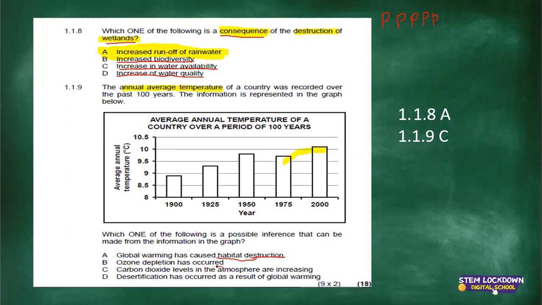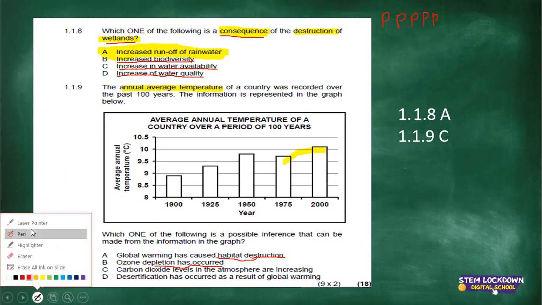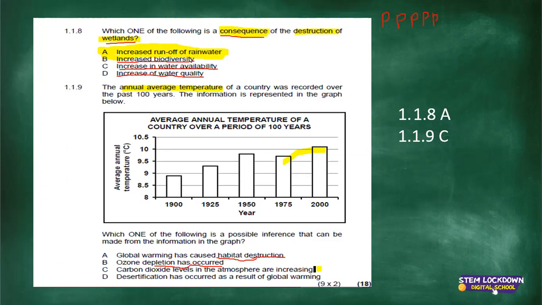That also is something we cannot at the moment deduce from the graph, because all we are seeing here is the increasing temperatures. So what we can deduce is that through the increasing temperatures, global warming is becoming a thing. You understand? It's something that's increasing now. Not anything about depletion of the ozone. C, carbon dioxide levels in the atmosphere are increasing. That we can then deduce, because if we are increasing the heat, it means not enough carbon dioxide is leaving the atmosphere.